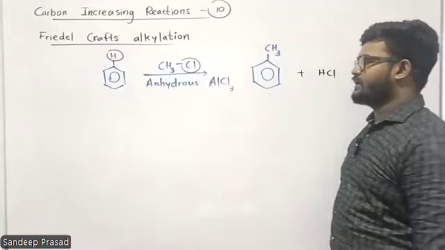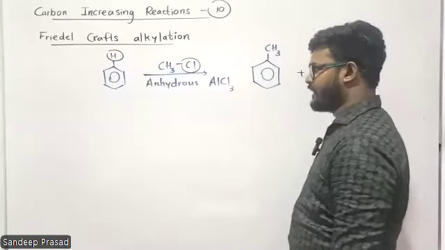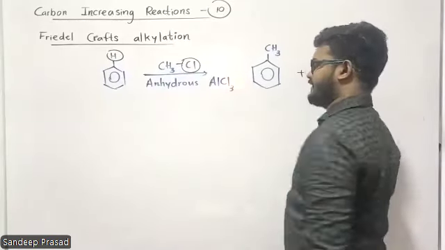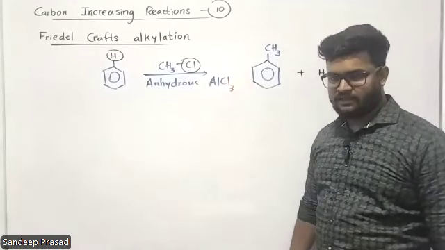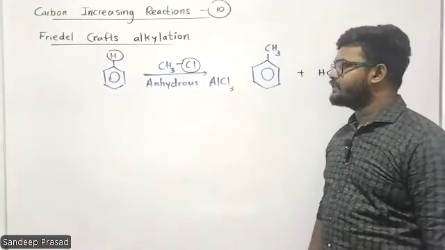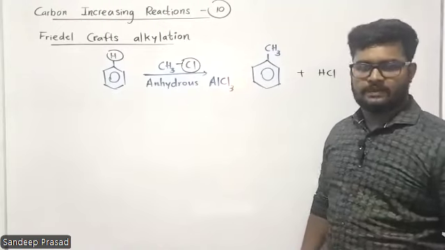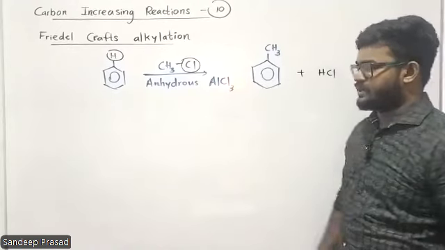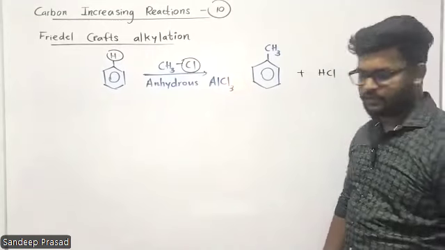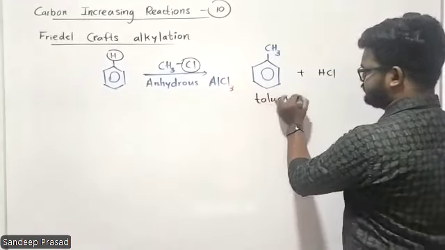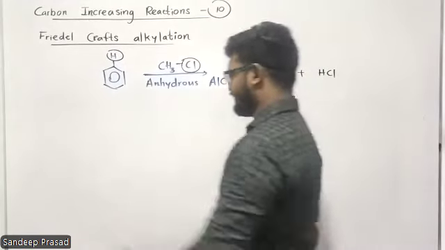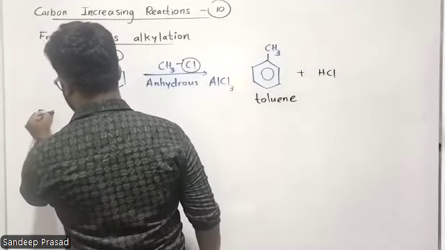Very easy. Under the Friedel-Crafts alkylation, alkyl halides are added to the benzene ring in the presence of anhydrous aluminum trichloride as a catalyst. Then the alkyl group is connected to the benzene ring and we have this kind of alkyl benzene. We know that this is known as toluene. So let's consider a few example reactions.